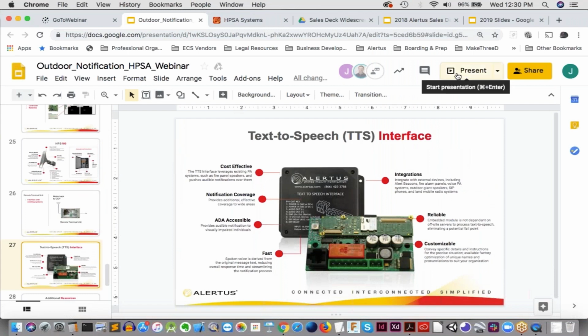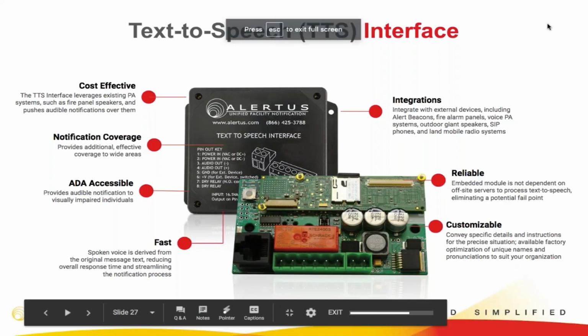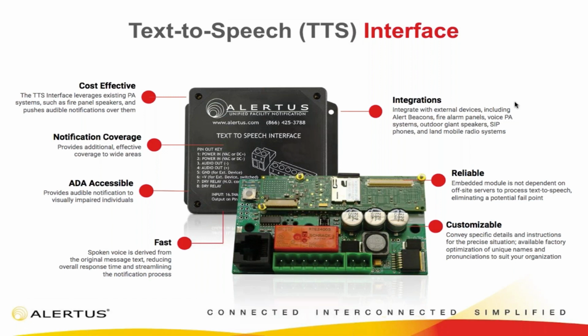So I came out of present mode. Okay, text-to-speech interface. This is, again, one of our flagship products. This is a big differentiator for Alertus, and we can use this also to interface with fire panels, indoor PAs, existing outdoor high power speakers.